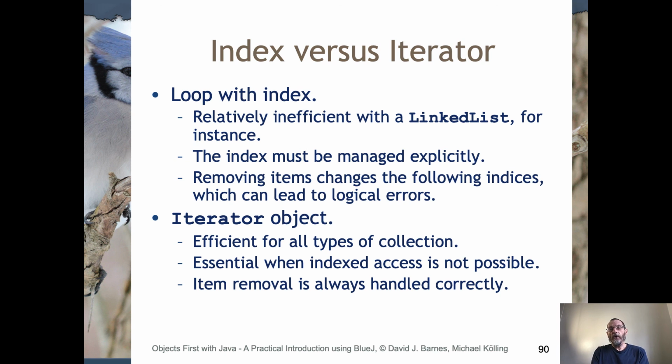An iterator will also be essential when the collection does not actually support indexed retrieval. There are some collections which simply do not have a get method that takes an integer index. And in that case, we're going to have to use an iterator if we want to iterate through the collection. We've also seen that an iterator object allows us to perform correct iteration and removal without making the kind of logical errors that are very easy to make with an integer index.